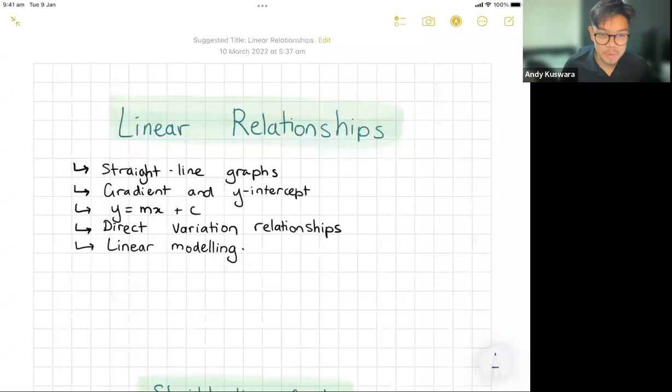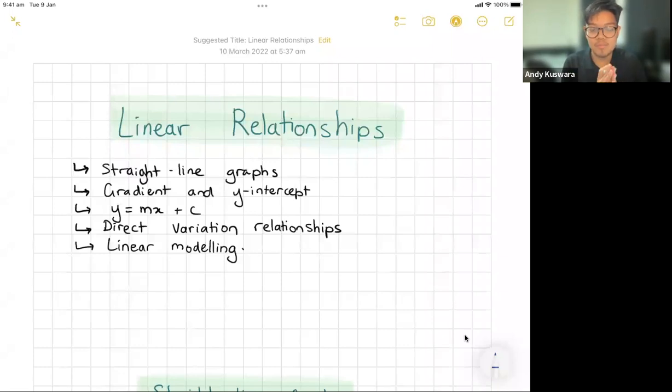Today we are talking about linear relationships. It's going to be a new topic. We're going to be covering things like straight line graphs, which is what we're going to do today. We'll also be covering gradient, y-intercept, y equals mx plus c, direct variation, linear modeling. That's all to do with linear relationships.